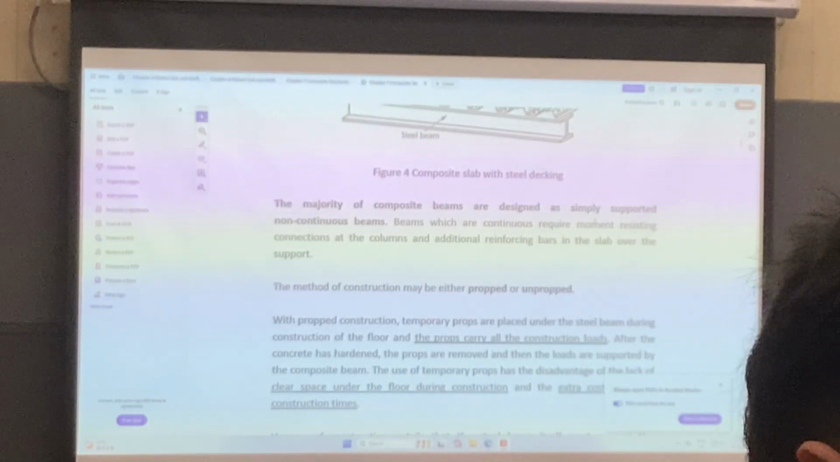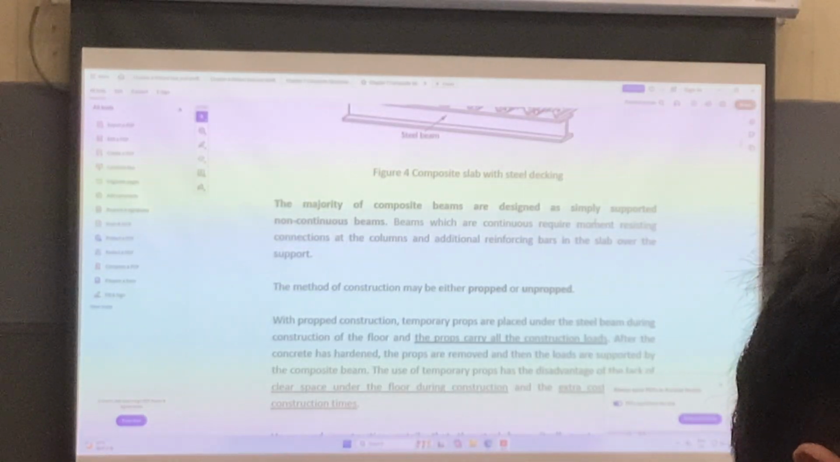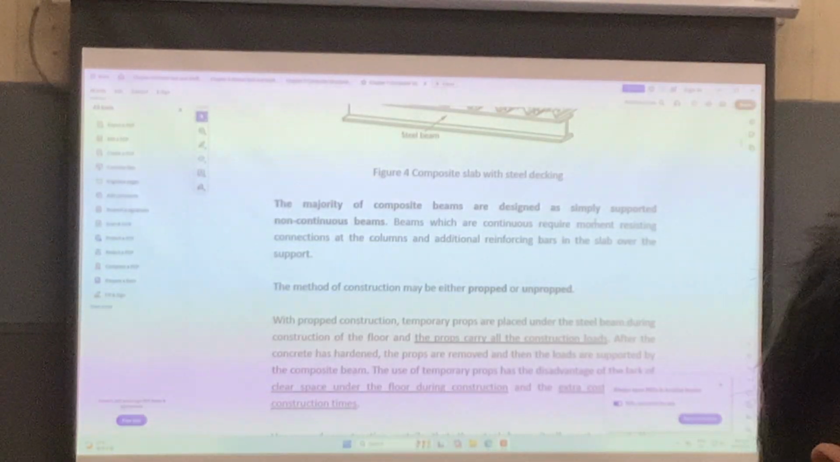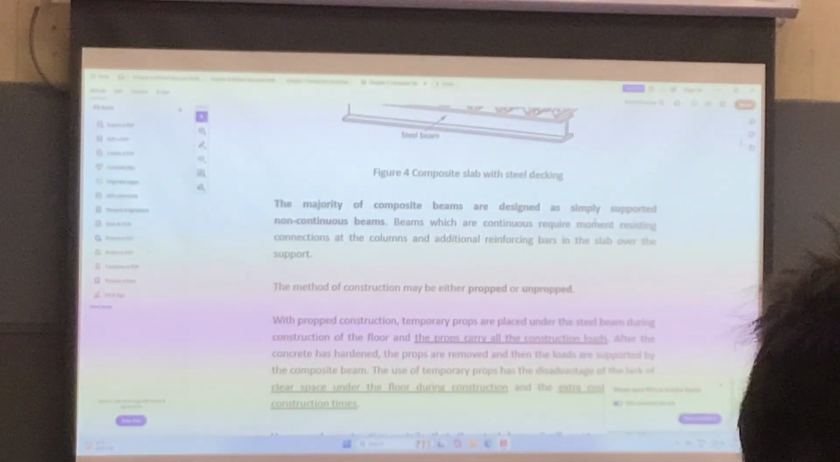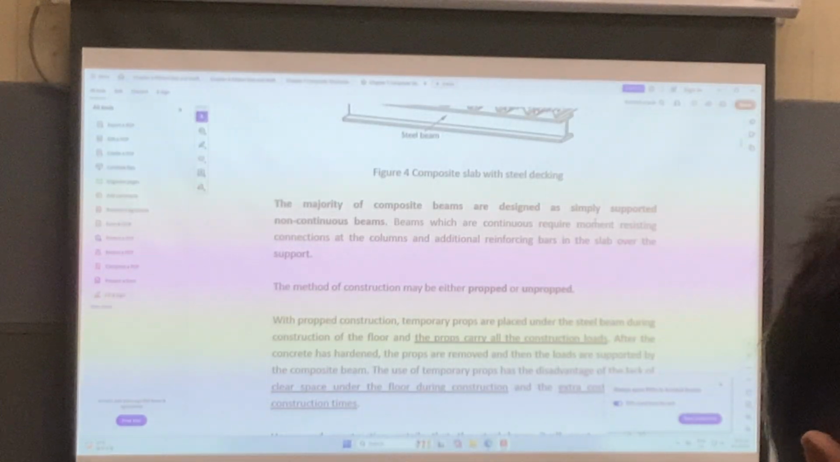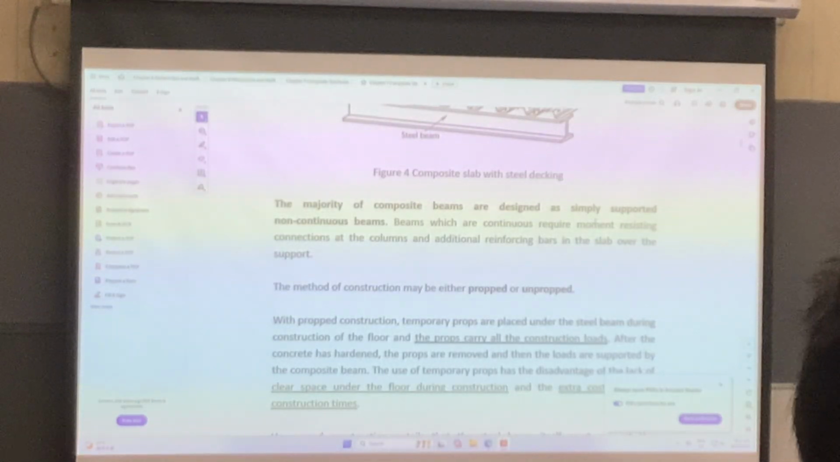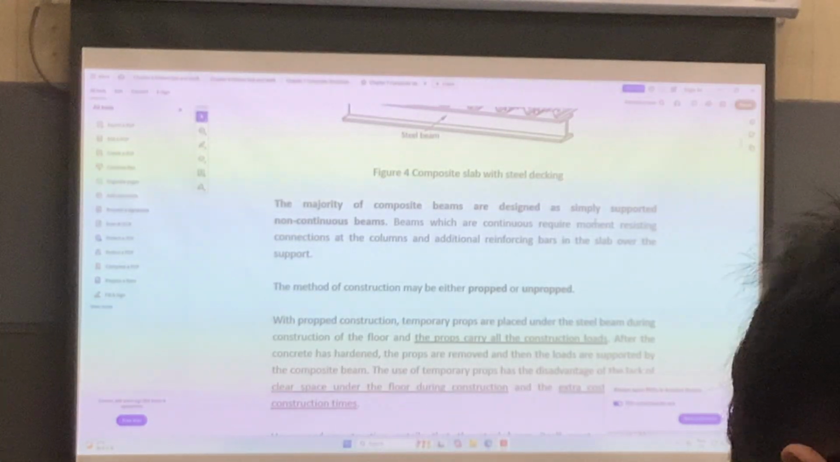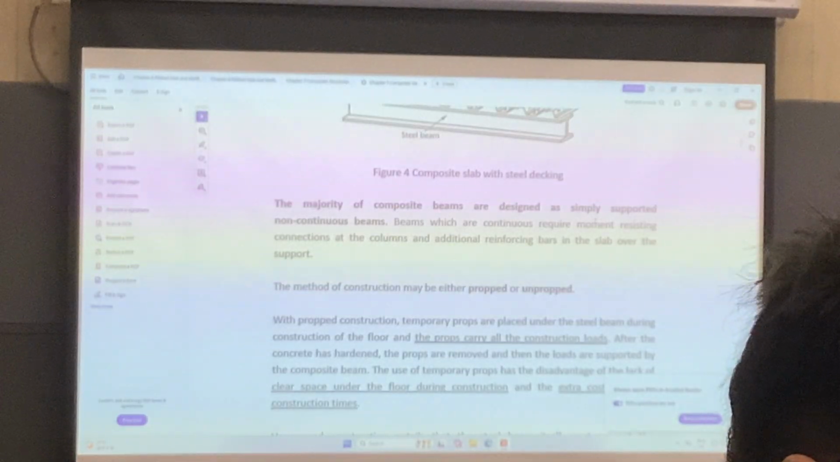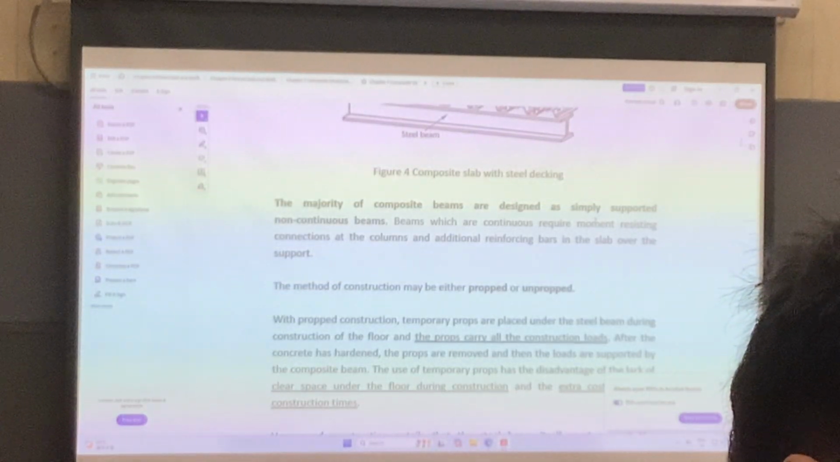And then for the construction of the composite beam, we have two ways of construction. One we call propped construction, and the other we call unpropped construction. What does that mean, propped and unpropped? Propped construction means all the loading will be carried by the props, while unpropped construction means that all the loading will be taken by the steel beam itself.